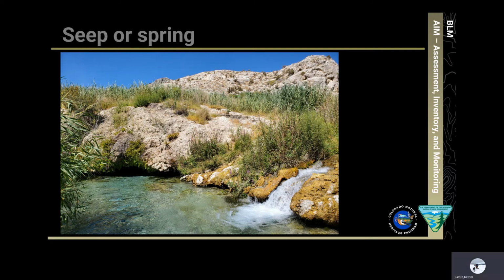It may be tempting to record seep or spring as the dominant water source on sample plots named after adjacent springs such as Coyote Spring or Willow Spring, but use the information you have gathered while at the monitoring plot to help inform the most appropriate water source.